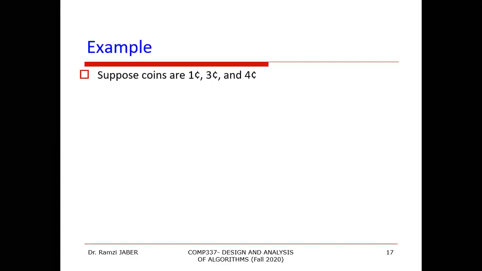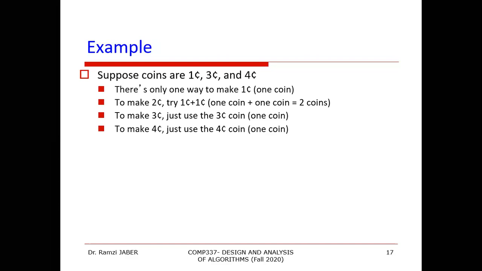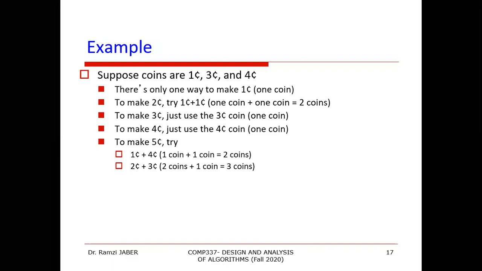Suppose, example here, the coins are 1, 3, 4 cent. There is only one way to make 1 cent, one coin. To make 2 cent, we must do it by 2 coins, 1 cent plus 1 cent. To make 3 cent, just use the 3 cent coin, 1 coin. To make 4, 1 coin. To make 5, we have different solutions here. 1 plus 4 gives us 2 coins. 2 and the 3 will give us 3 coins. So the first solution, 1 plus 4, is better. So the best solution is 2 coins.